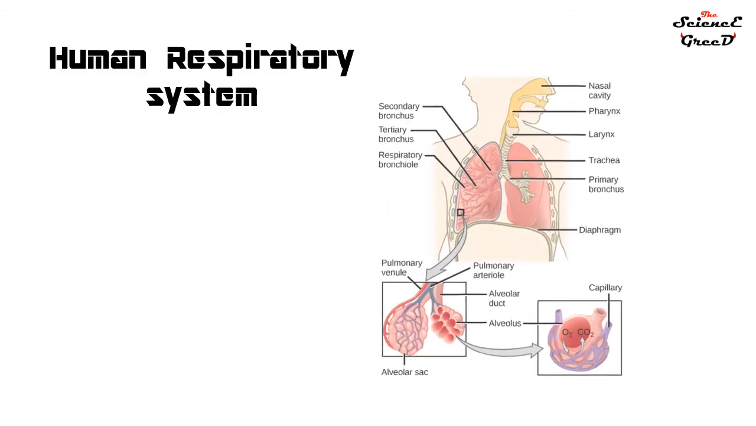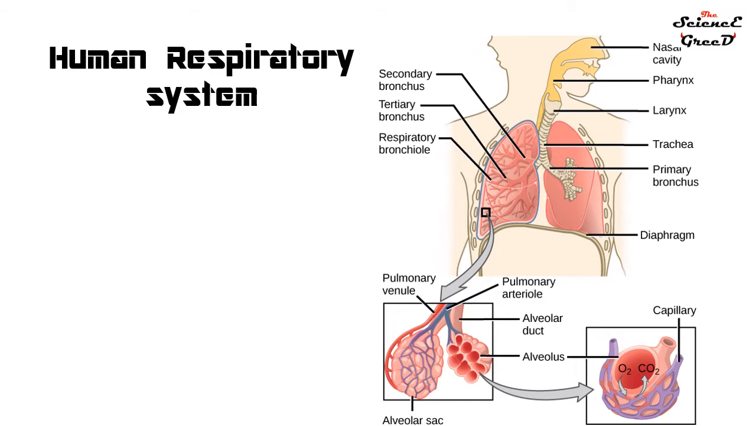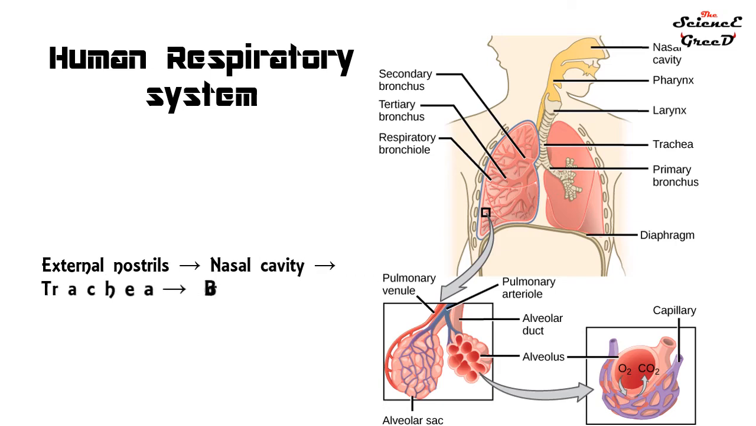The respiratory system is a biological system consisting of specific organs and structures used for gas exchange in animals and plants. The anatomy and physiology that make this happen vary greatly, depending on the size of the organism, the environment in which it lives and its evolutionary history. The human respiratory system consists of external nostrils, nasal cavity, trachea, bronchi, bronchioles, alveoli.